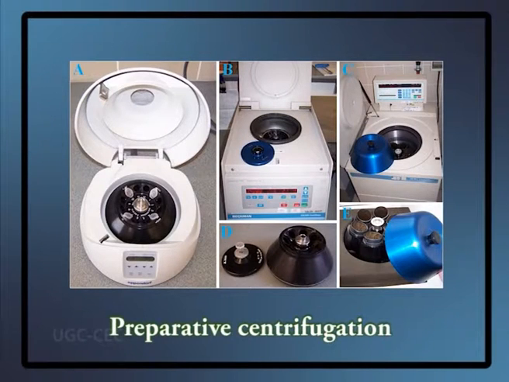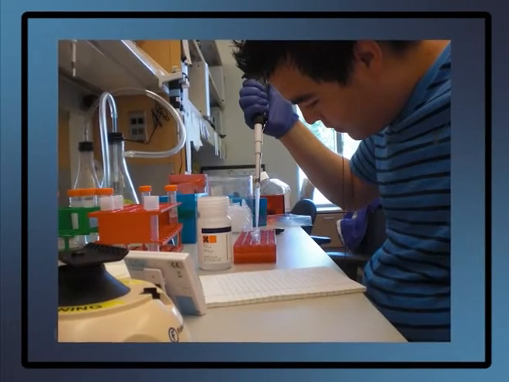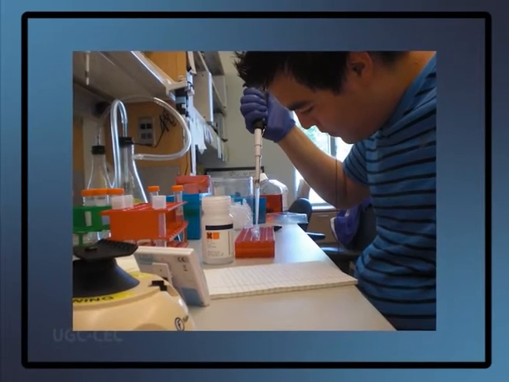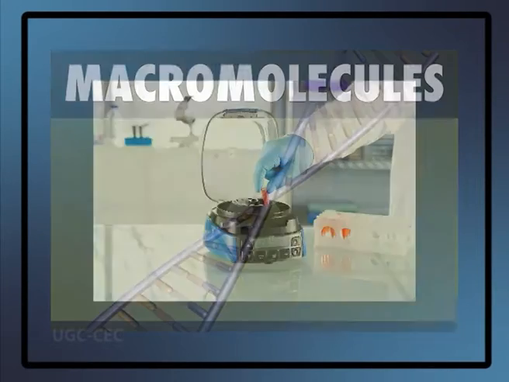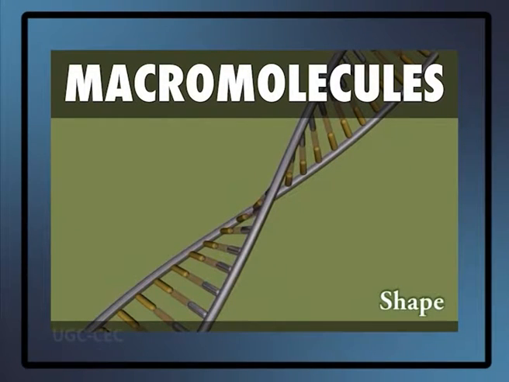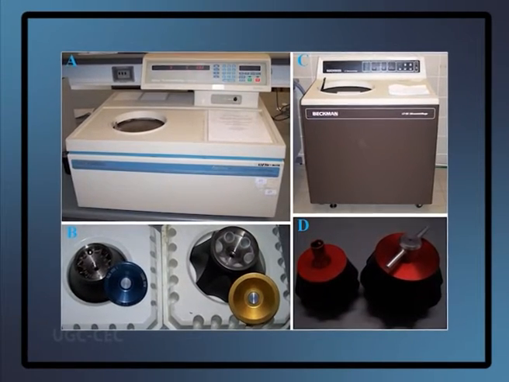Preparative centrifugation, which is applied for the separation or purification of biological samples such as cells, organelles, macromolecules, etc. by sedimentation, and analytical centrifugation, which is applied to measure physical characteristics of biological samples such as purity, size, shape, and density of macromolecules. Ultracentrifugation. A. Preparative ultracentrifugation. Preparative ultracentrifugation includes two methods, differential centrifugation and density gradient centrifugation.